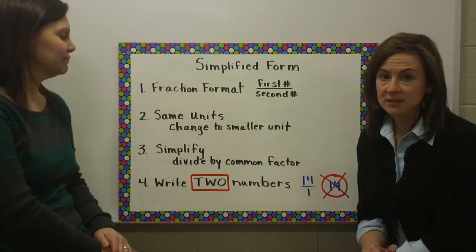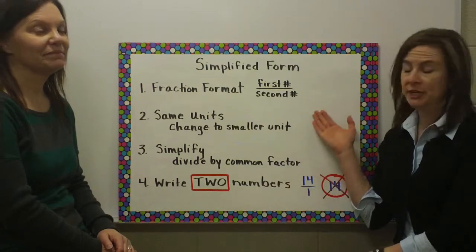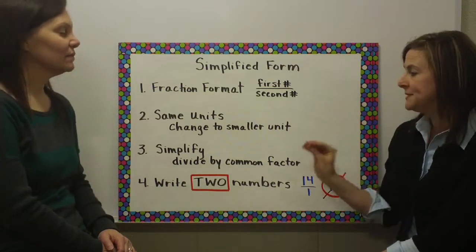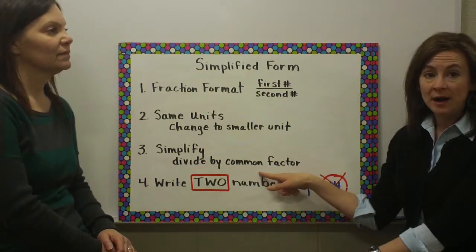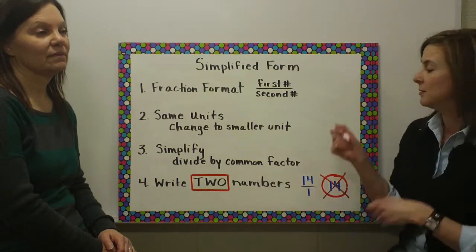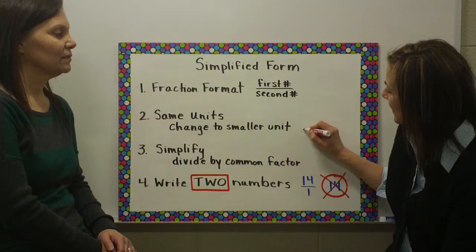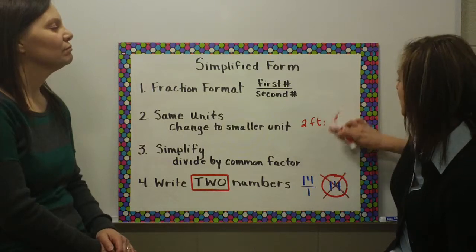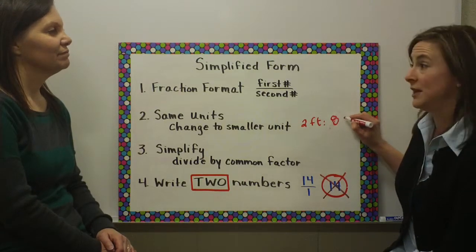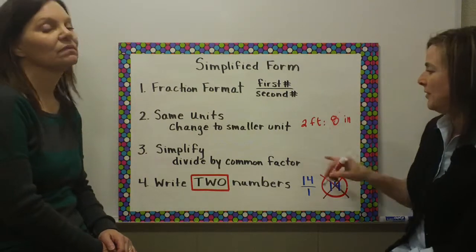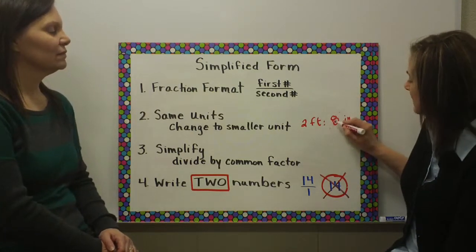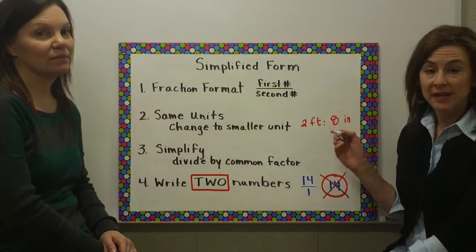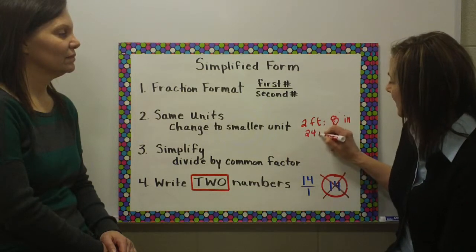When you write a ratio as a fraction, if you're changing the units, say, from feet to inches so that they're both inches, you want to make sure that you divide by a common factor so they're in simplest form. So for example, if I would say I have 2 feet compared to 8 inches. I want them both in inches, then because this is 8 and I've got 2 feet, I know that there's 12 inches in 1 foot, so I have 24 inches.